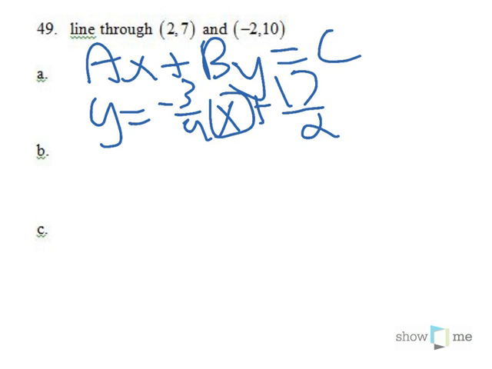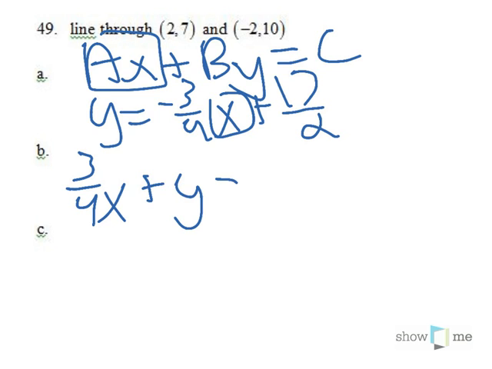So we'll move the x over to get 3/4 x plus y equals 17 over 2. So now we're getting closer, but we have to make this, which is the value for a, not a fraction. So to get it out of fractional form, we can multiply the entire equation by 4.